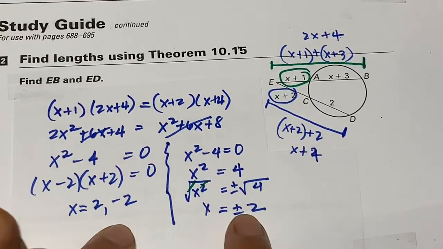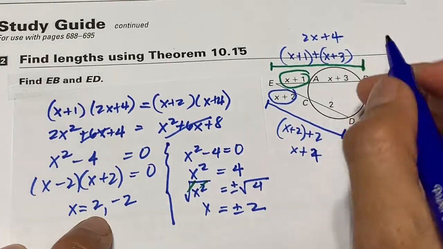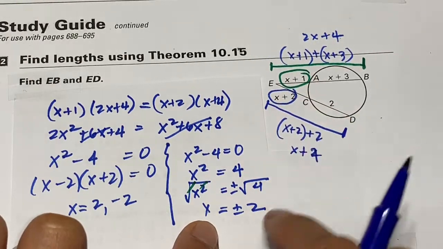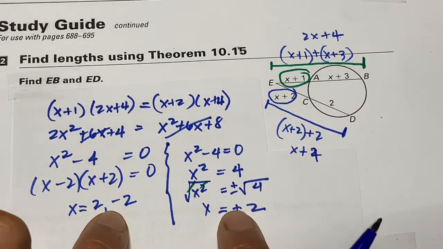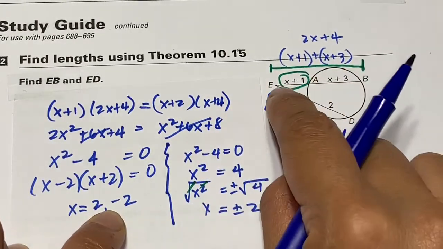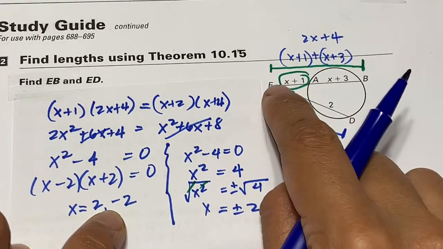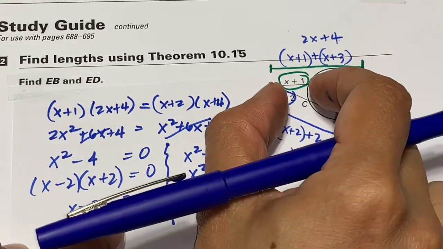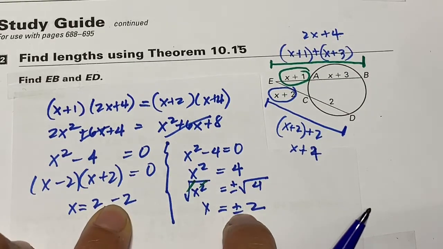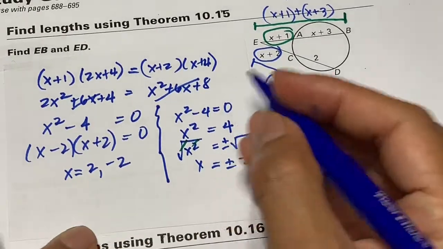In this case, you see it says x plus 1 here. So if I plug in, just make sure it works out, okay? Because you cannot have a negative length, you have to check. The positives are okay. We're just checking the negative 2. If you plug in negative 2, negative 2 plus 1 is negative 1. You cannot have a negative length for EA. So therefore, the negative answer is what we call extraneous. It's an answer that doesn't make sense.